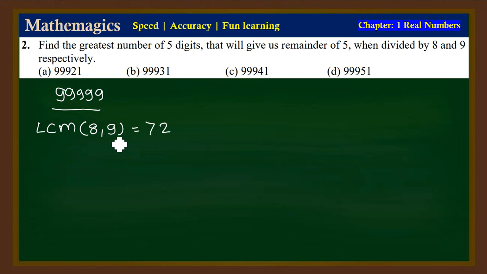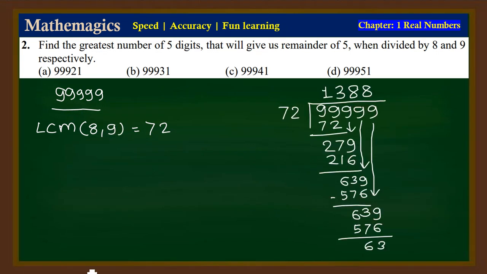Why is the LCM like that? Because 8 and 9 both do not have any common factor. So directly we can say 9 times 8 is 72, which is the LCM. Now to find which number is the multiple of 72 and nearby 99,999, we have to divide the number. Here 99,999 is divided by 72. Hence we get the remainder 63.